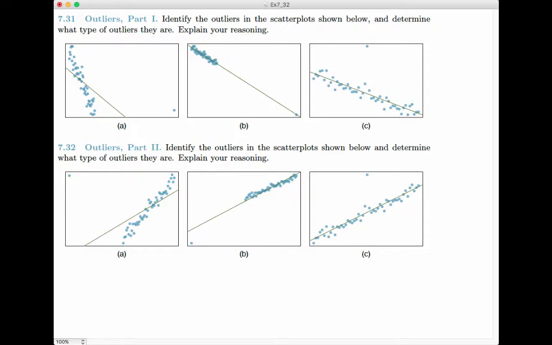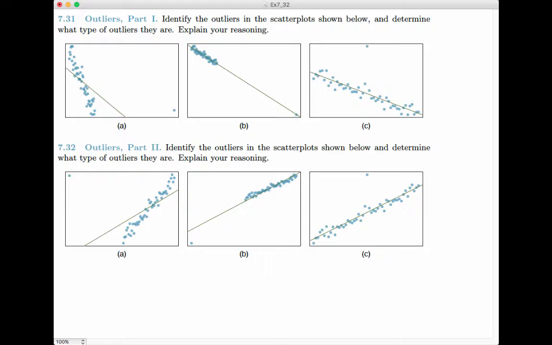Greetings. This is a short video to give some additional help with talking about outliers, specifically what type of outliers we're dealing with. So we'll use exercises 7.31 and 7.32 as grist for the mill to help us with the conversation. In outliers part 1, 7.31, it asks us to identify the outliers in the scatter plot shown below and determine what type of outliers they are.